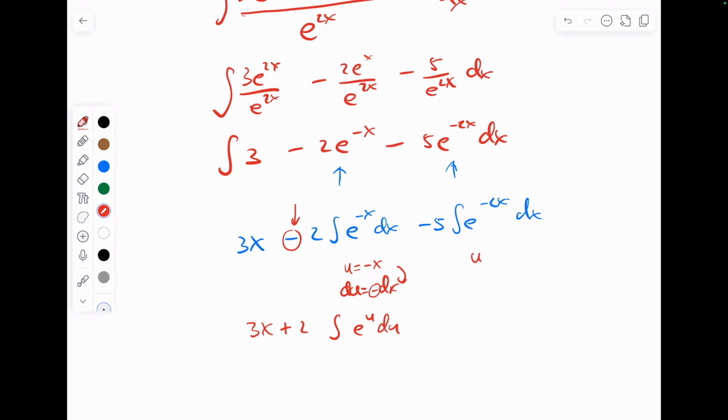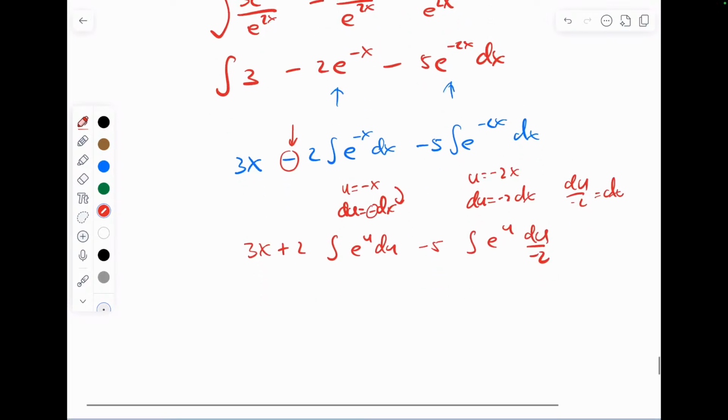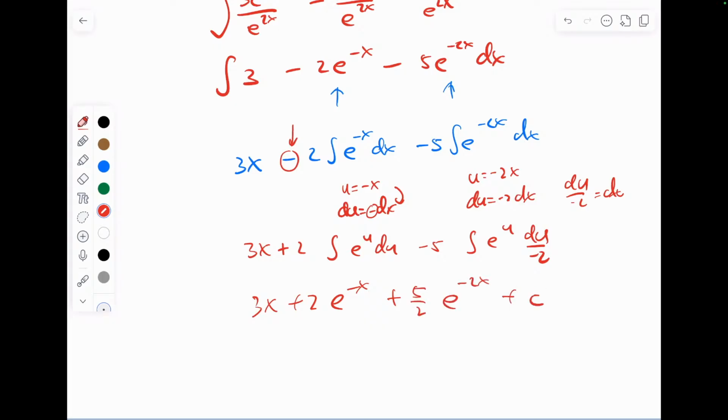And same thing here, u equal to negative 2x. Again, anything that's not x, I'm going to set it as u. So du is negative 2 dx, and then du over negative 2 equal to dx. And this one, negative 5 integration e to the u, this one's du over negative 2. Now this is going to be 3x plus 2e to the negative x plus 5 over 2 e to the negative 2x plus c. Very hard to get this one right, even though it's splitting.